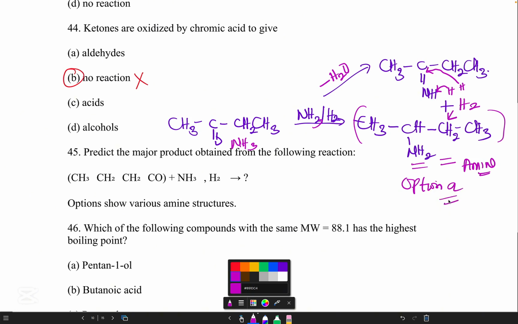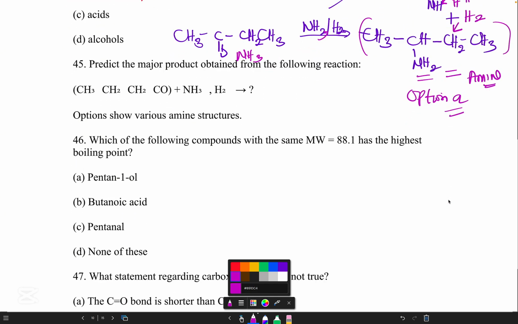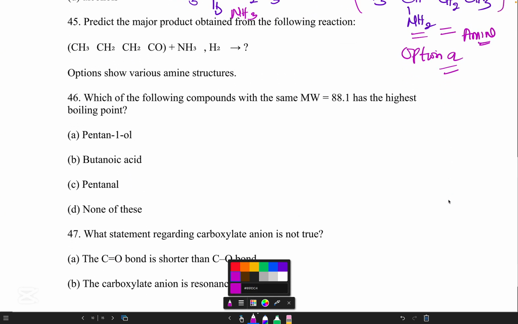Now, which of the following compounds with the same molecular weight will have the highest boiling point? The alkanoic acid of the same molecular weight will always have the highest boiling point because of their extensive hydrogen bonding. Because of their what? Extensive hydrogen bonding. So, so long as they have the same molecular weight, butanoic acid is correct.